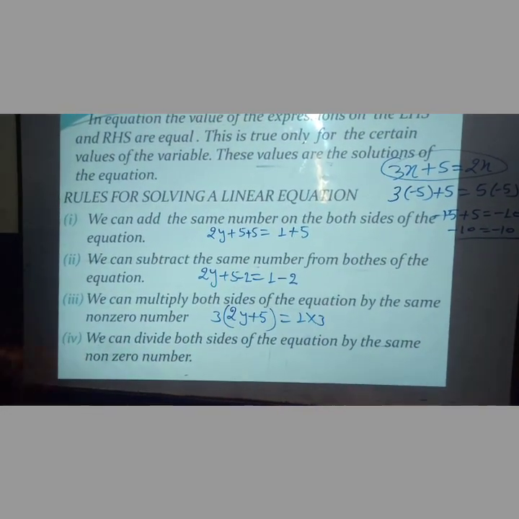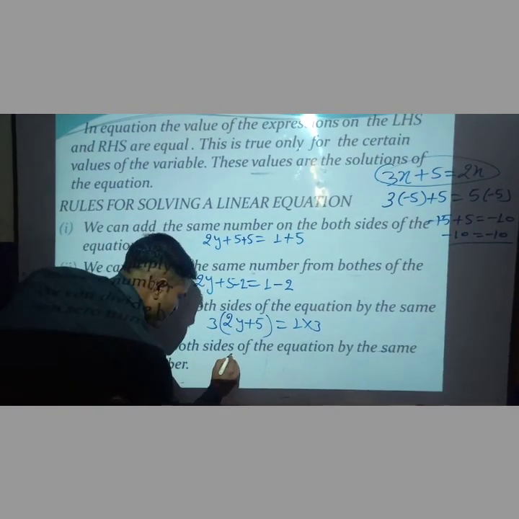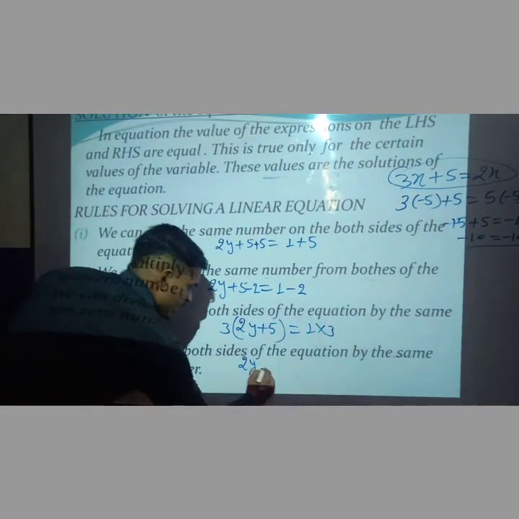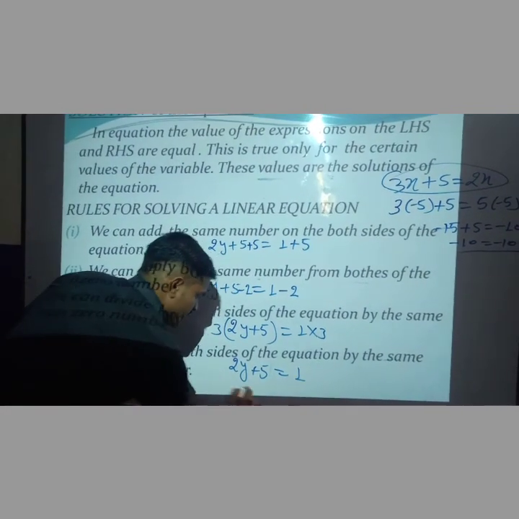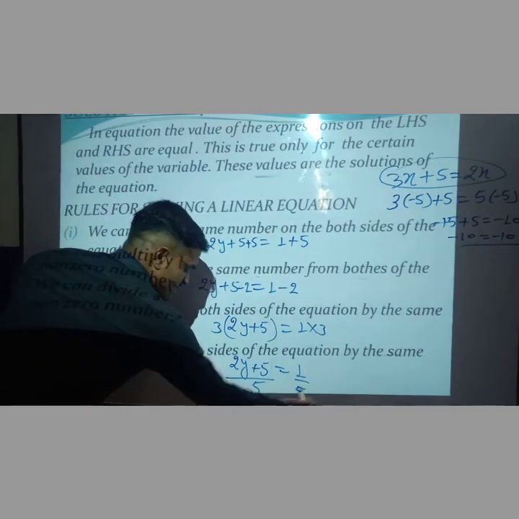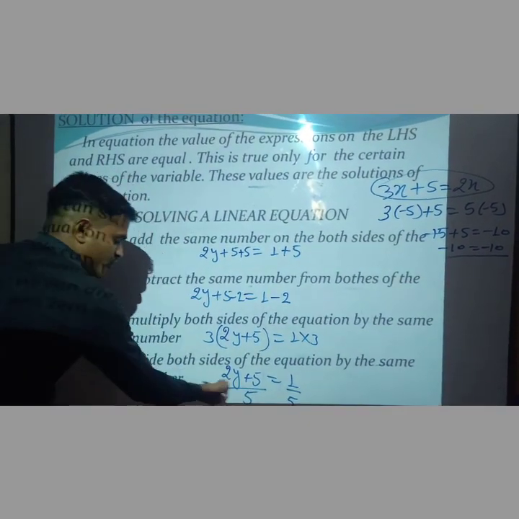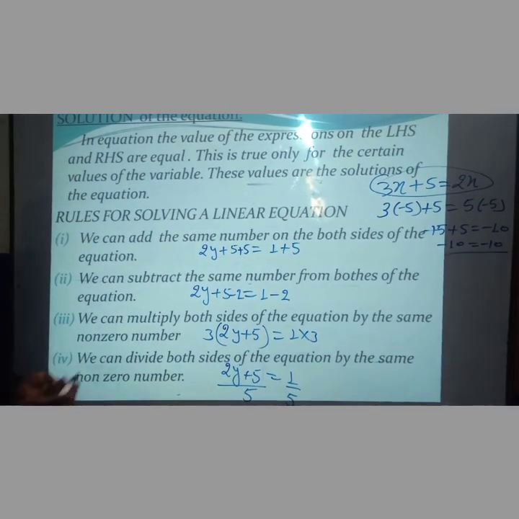Like that, we can divide both sides of the equation by the same non-zero number. The same equation we have to take. 2y plus 5 is equal to 1 divided by 5, and it is also 5. So this is equal, because we can cancel it, 5 and 5 cancel, so we get 2y plus 5 is equal to 1. That is equal.